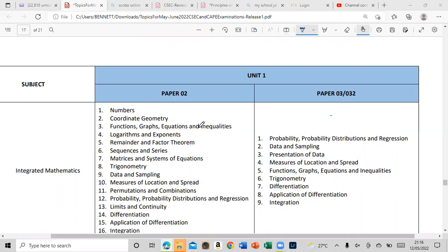All right, guys, this is part two of the whole thing. Unfortunately, it was muted. All right, so we're going to look at integrated mathematics unit one.